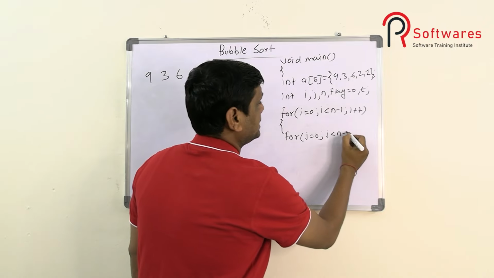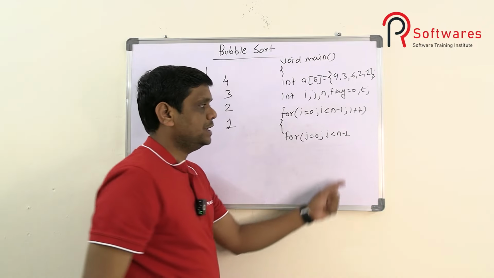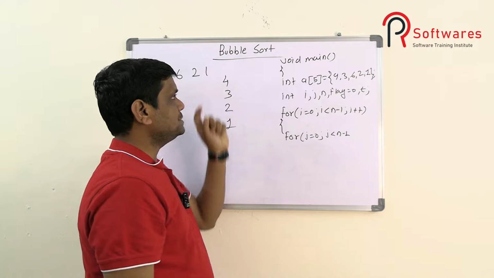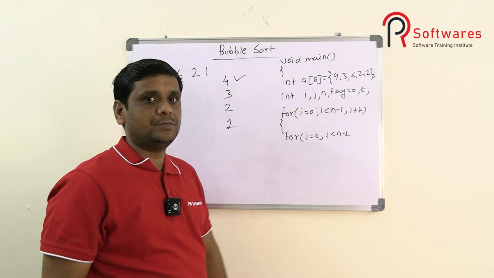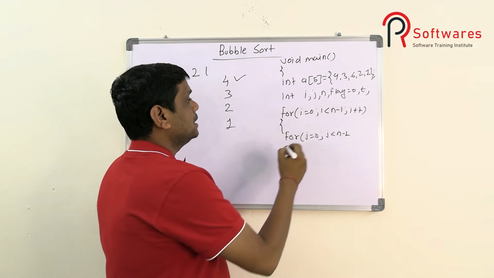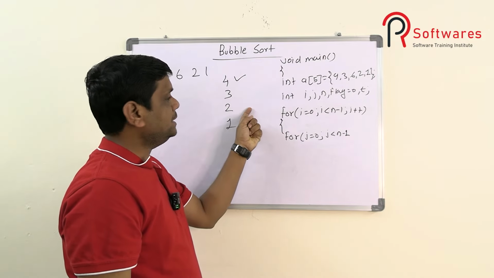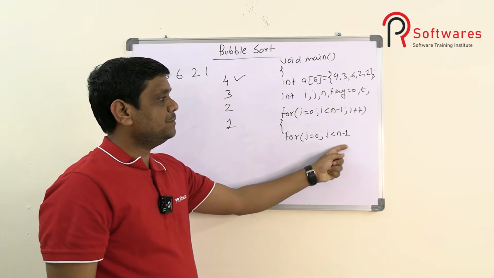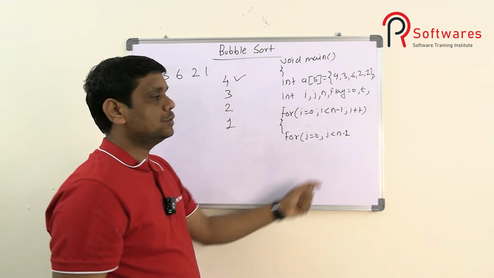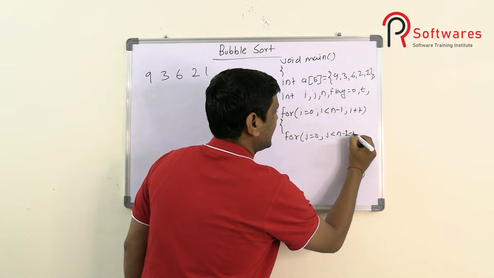So when I write here n minus 1, how many times will it execute? 4 times. But again I want the second time 3, then 2, then 1. But n minus 1 will execute 4, 4, 4. So here we have to write minus i also.